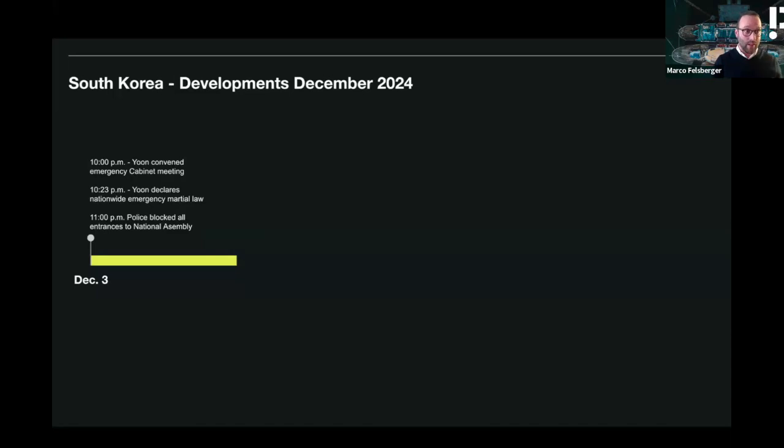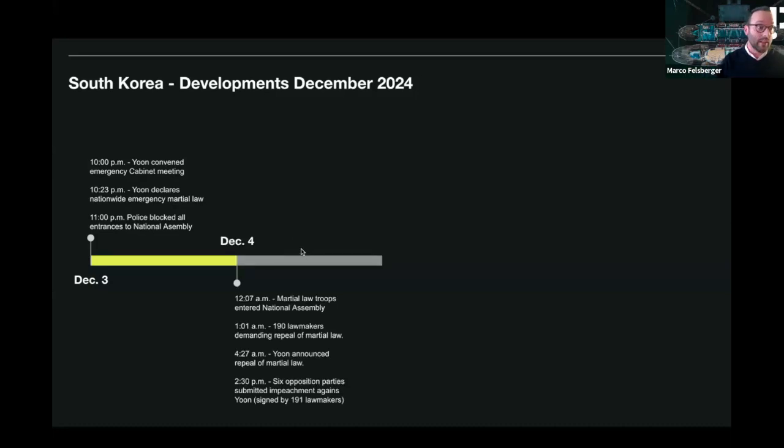So that was very quick, very impactful, and a lot of people, especially in South Korea, but also other allies like the USA and many people in the supply chain were very nervous about it, and that's rightly so. Brief spoiler alert, I will come to that in a few slides. Already at 11 p.m., the police blocked all entrances to the National Assembly, and they started to put in place the martial law. On the night from 3rd December to 4th December, they proceeded with that, and already at roughly 1 a.m., 190 lawmakers in South Korea signed a declaration demanding the repeal of the martial law.